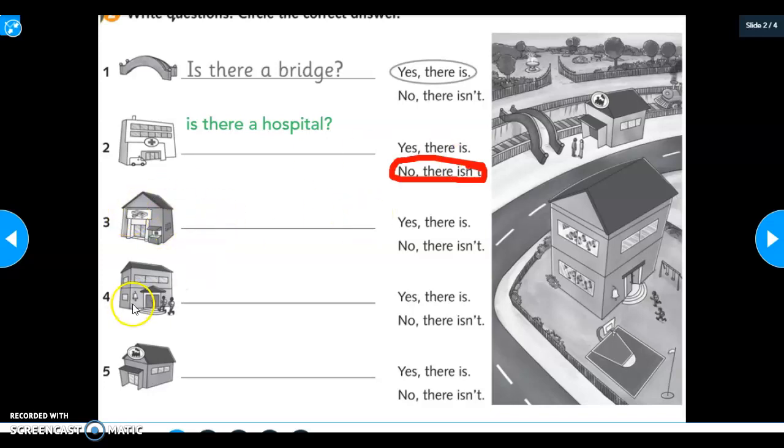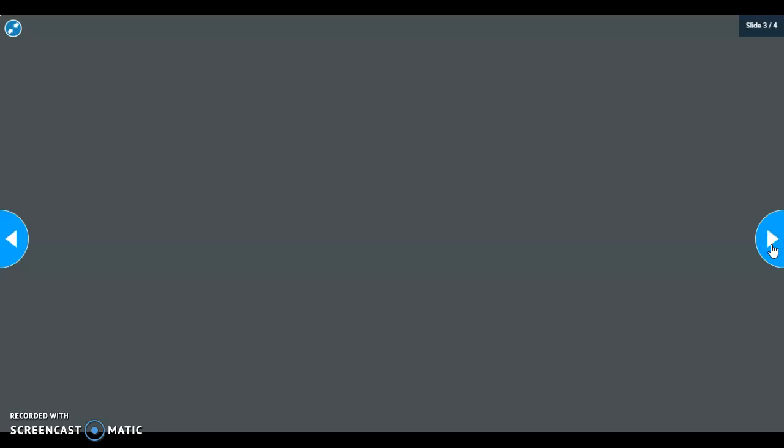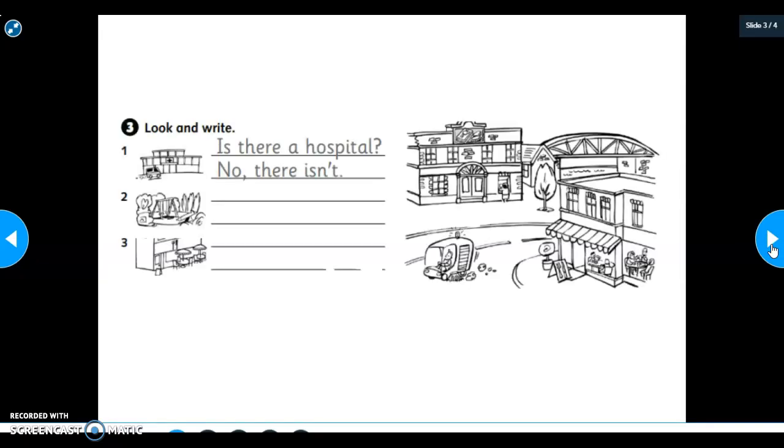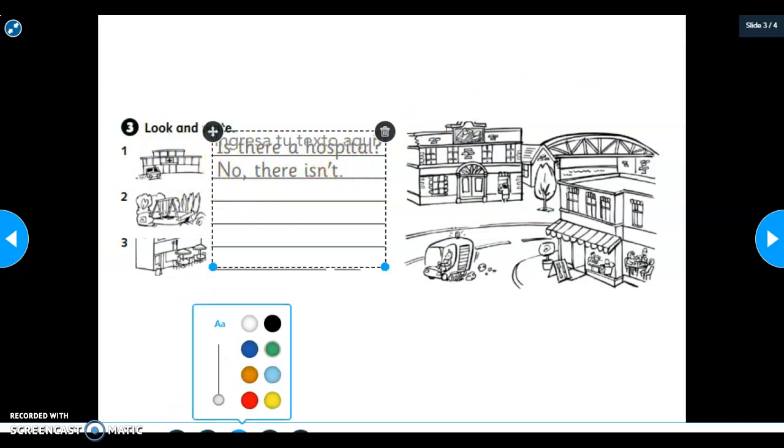Then number 3, number 4, and number 5. We're going to check this in class. Lo vamos a revisar en clase la semana que viene. Good. Great. And same thing, lo mismo. Is there a hospital? This is a hospital. We look at the picture. No, there isn't. Esta vez ustedes van a escribir la respuesta. Good. And the question, of course.